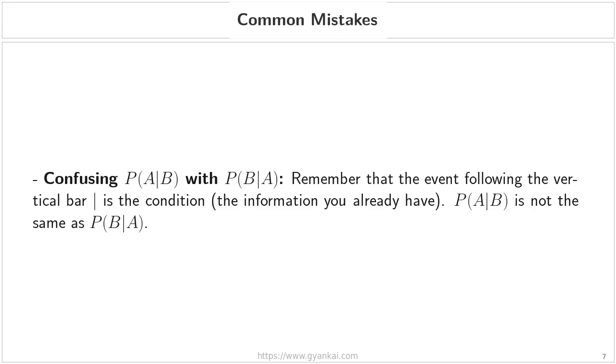First, be very careful not to confuse the probability of A given B with the probability of B given A when you see that vertical bar. Remember that the event following it is your condition. It is the information you already possess. In other words, the probability of A given B is not the same as the probability of B given A. Always identify which event is the given information before you start your calculation.